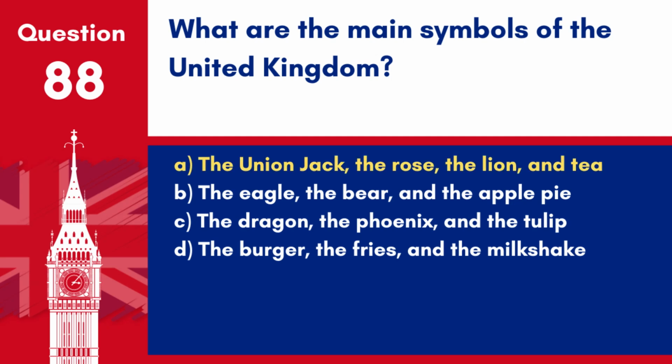Answer A. The Union Jack, the Rose, the Lion, and the Thistle. These symbols are iconic representations of the UK, each symbolizing different aspects of its culture and heritage.